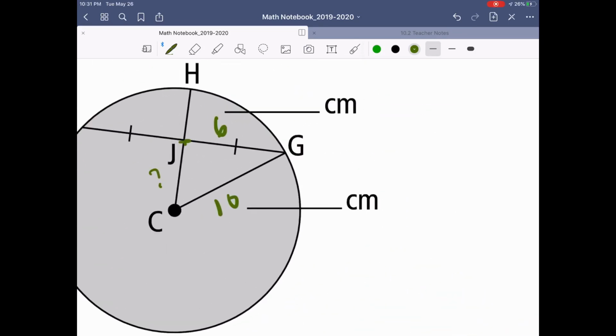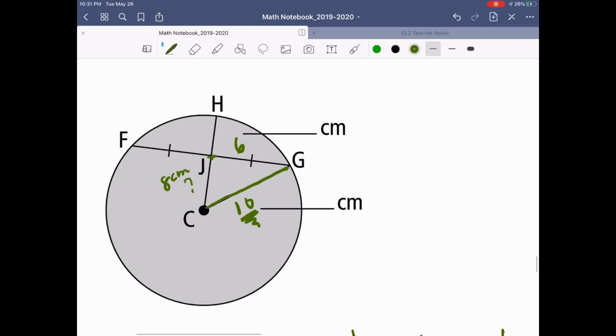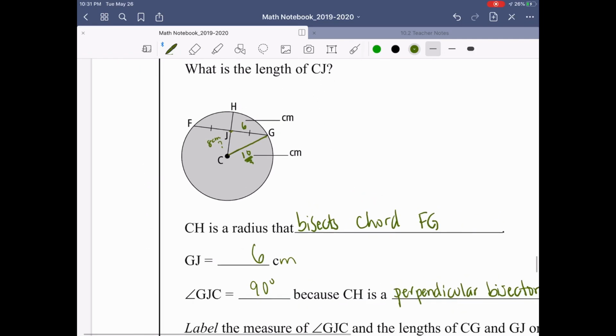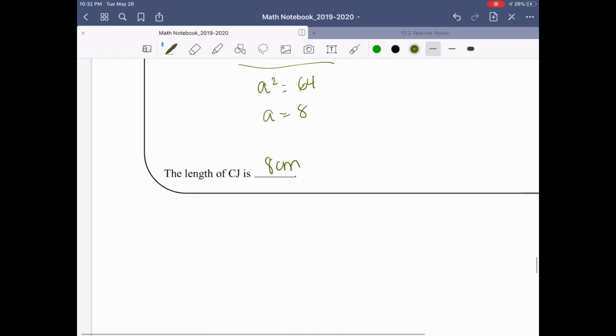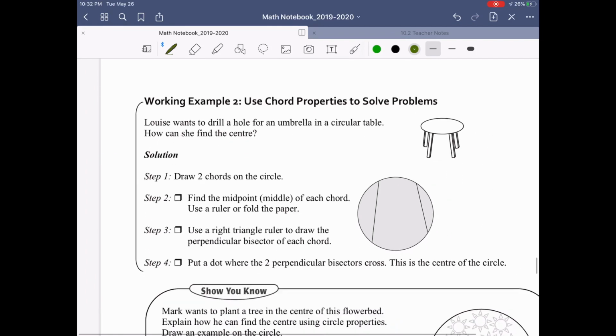And guys, always remember that the hypotenuse has to be the biggest side. So if it's not your biggest side, then that means you labeled something wrong or you did something wrong. Okay, so that is the show you know.